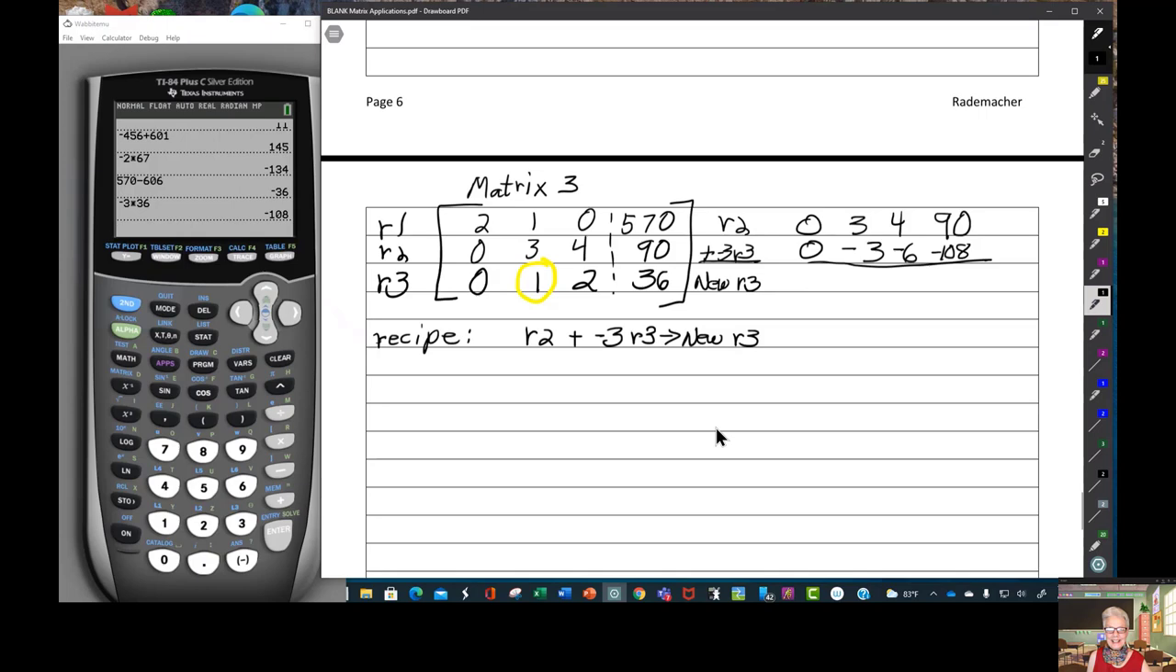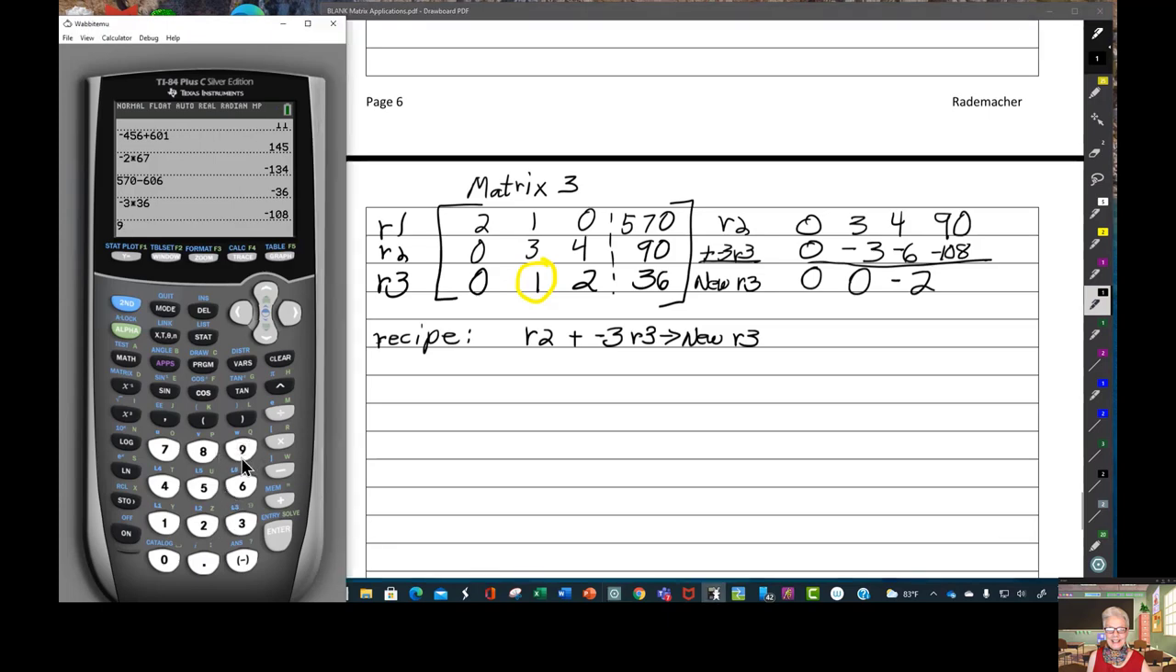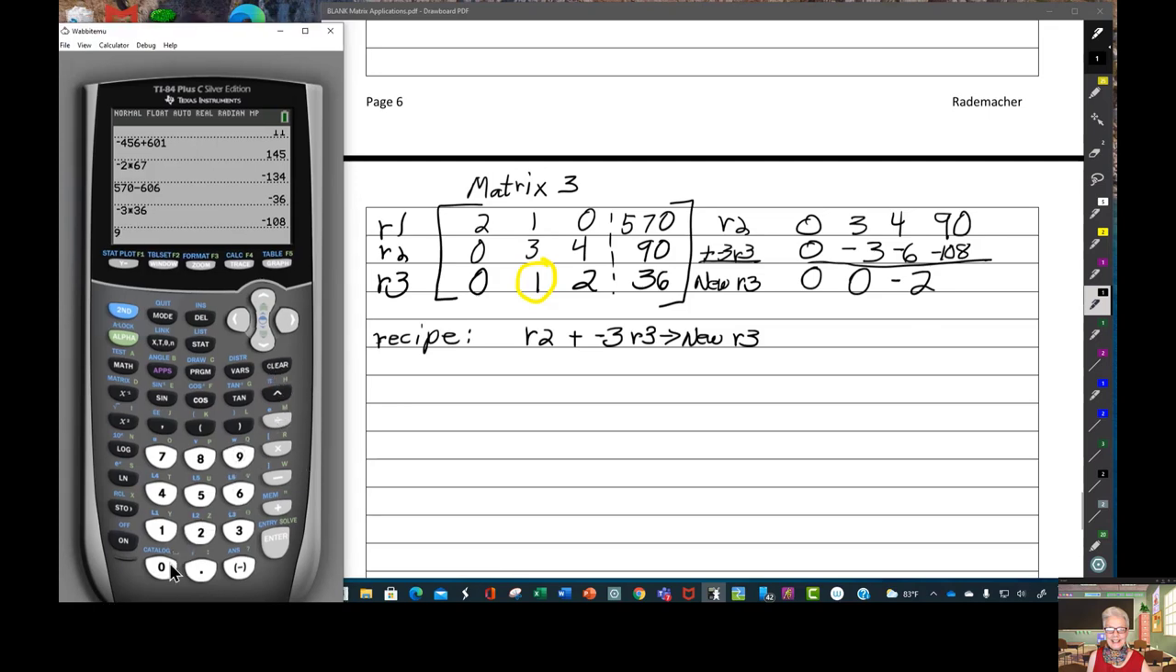But the same thing is going to happen again. 0 plus 0 is 0. 3 minus 3 is 0. 4 minus 6 is negative 2. And 90 minus 108, or plus a negative 108, is negative 18.